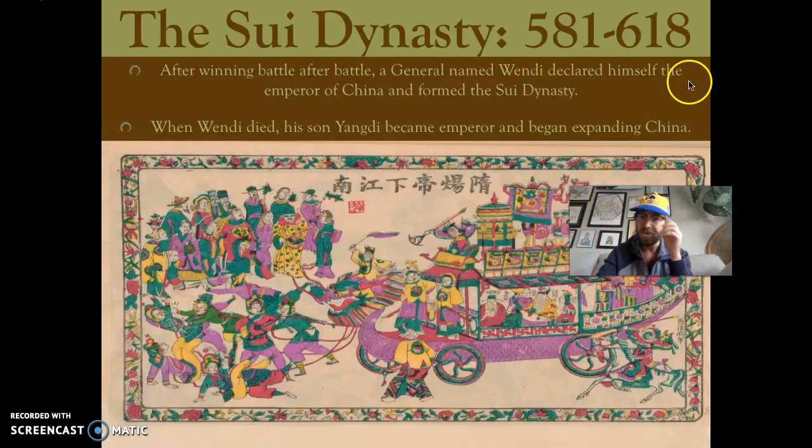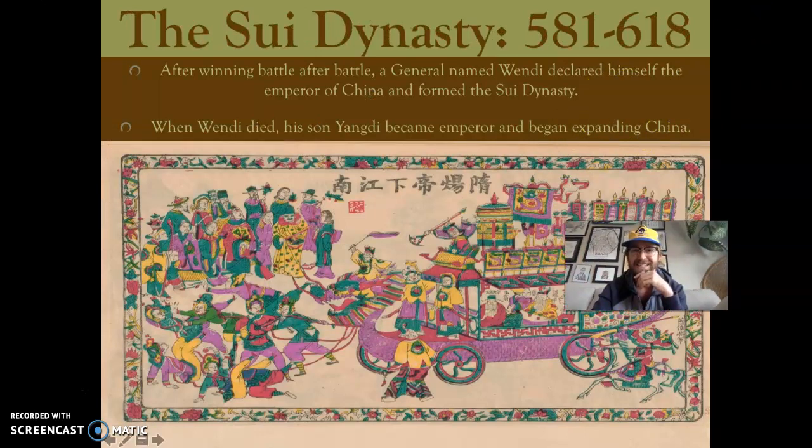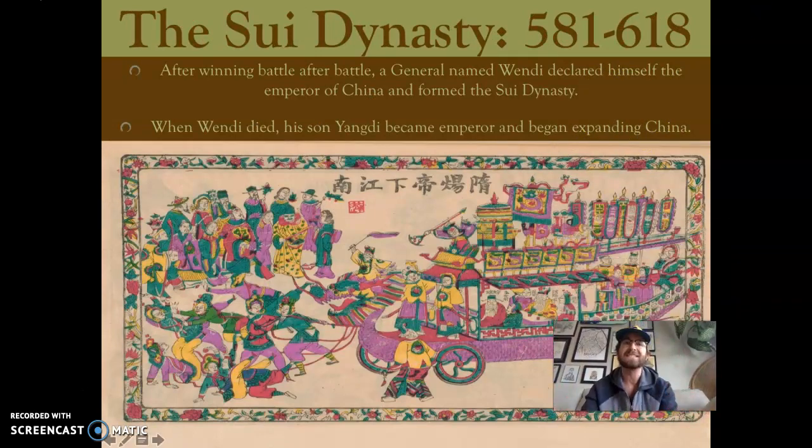So you can imagine the relief of Chinese citizens when the Sui Dynasty finally created a reunification of China, putting an end to the period of disunity. Now, the way they did this was very cool. This guy named Wen Di, I know that sounds like a funny name, but his name was Wen Di, and he won battle after battle after battle and declared himself the Emperor of China and formed the Sui Dynasty officially.